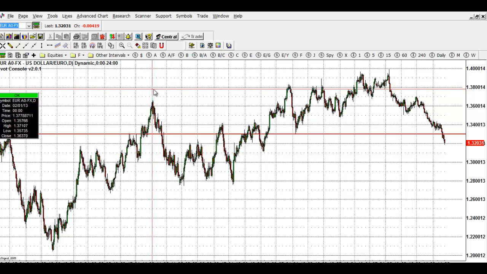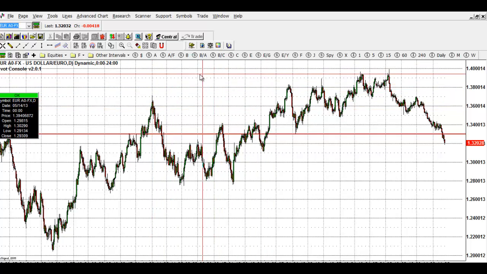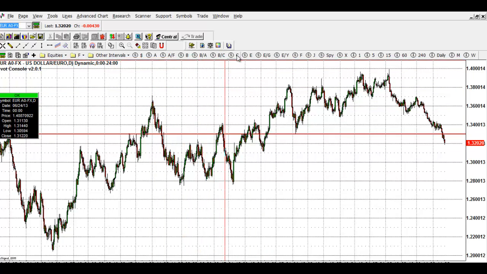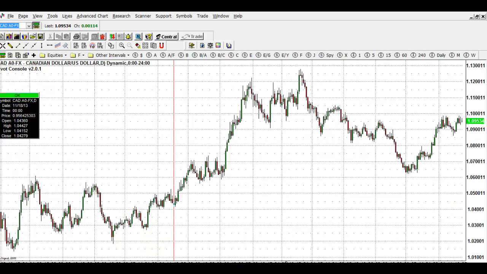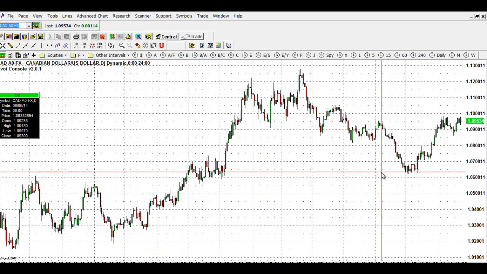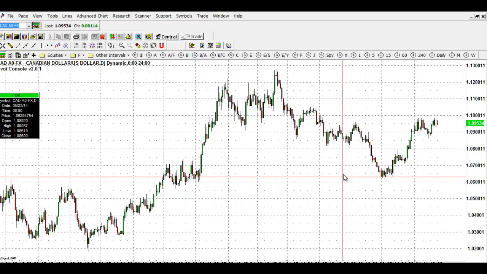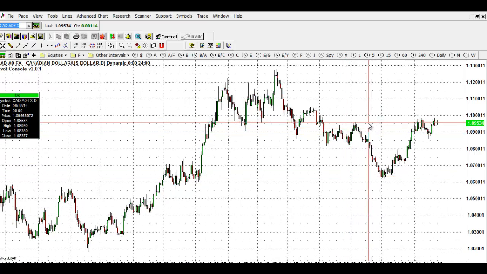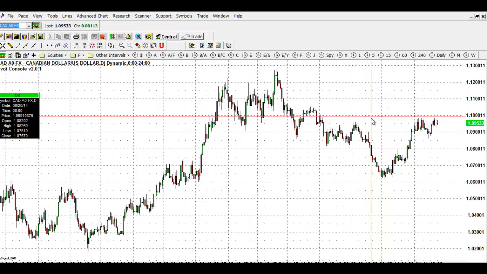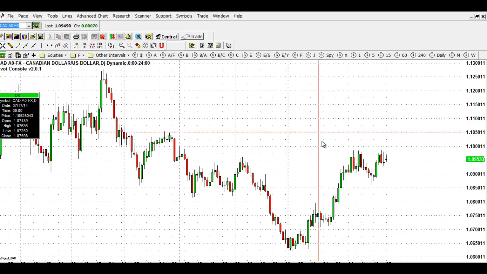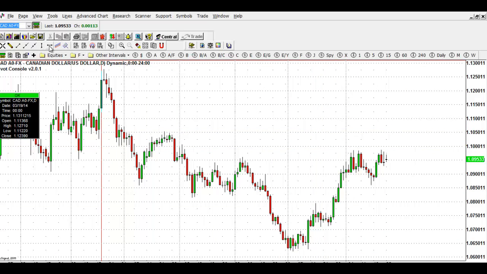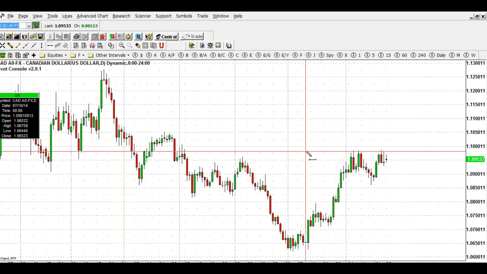Taking a look at the Canadian dollar, we see that the market found support at the 106 level and is trading just above the 109.52 level, and we see that this area just below 110 is acting as resistance.